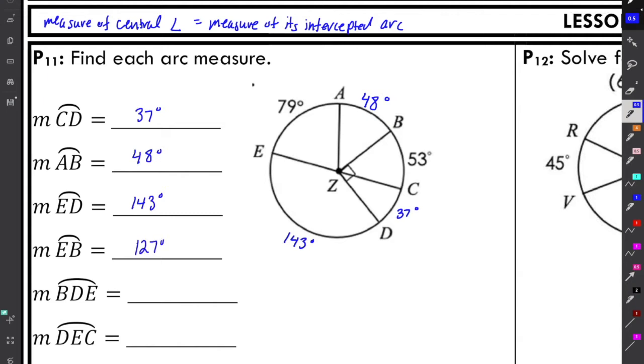And then arc BDE. So it's this 180 degrees plus the 53, which comes to 233. And then arc DEC, it's basically the whole circle except for this little 37 degree arc. So we do 360 minus 37, and you get that the arc is equal to 323 degrees.